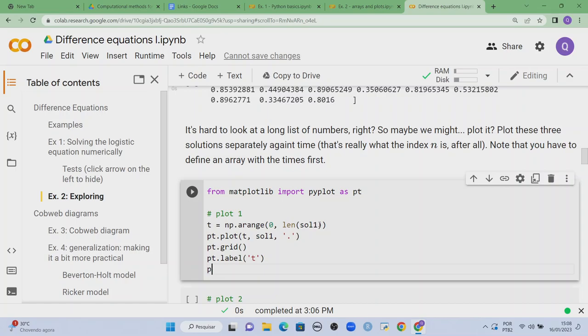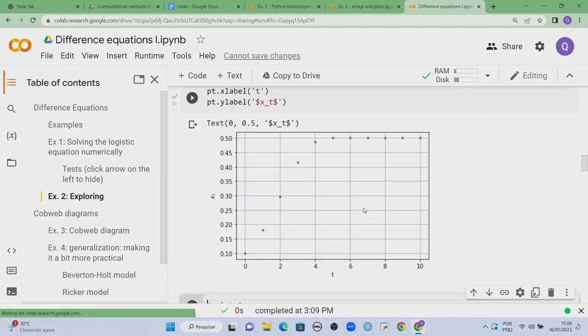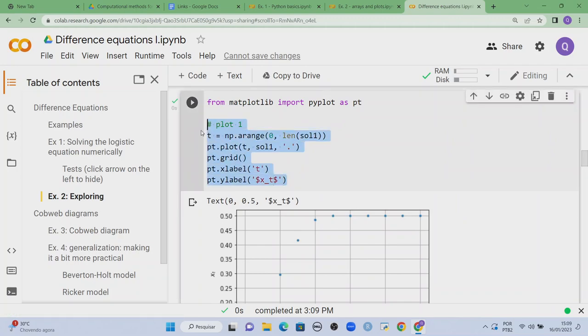X label, and Y label, I have x. This is nice, right? Let's see what happens. Okay, so here's the first one. It started at 0.1, and increases until it reaches 1/2, and then it just stays there, okay? So this just increases and stops there. Nice, right? Okay, so now the second one is pretty much the same.